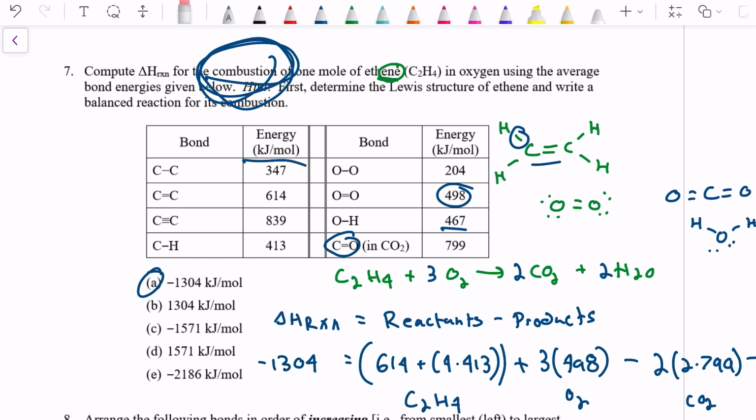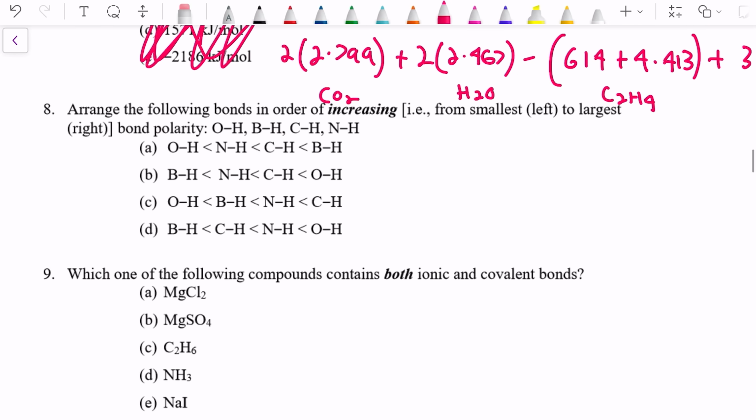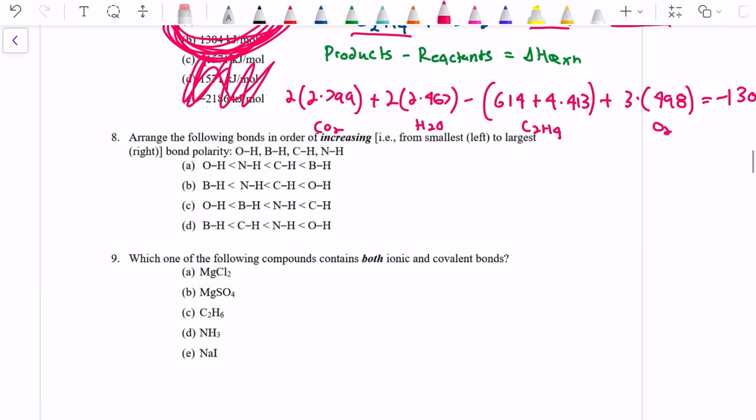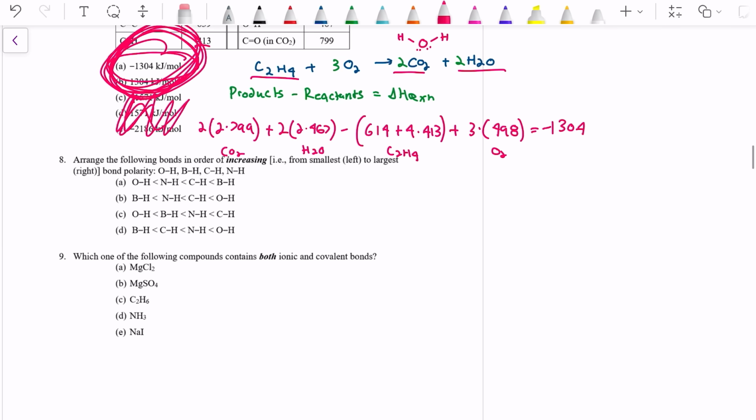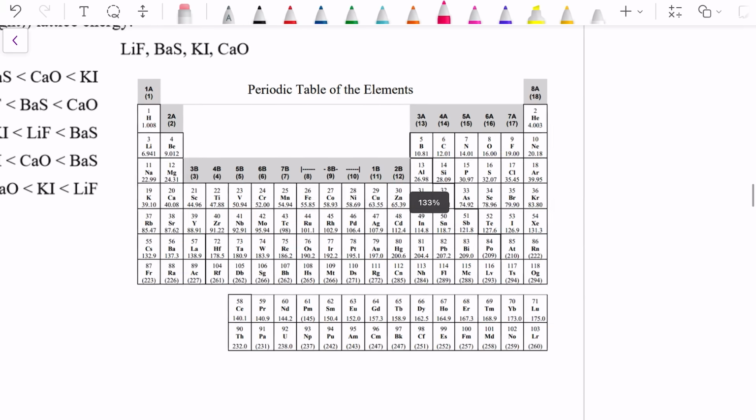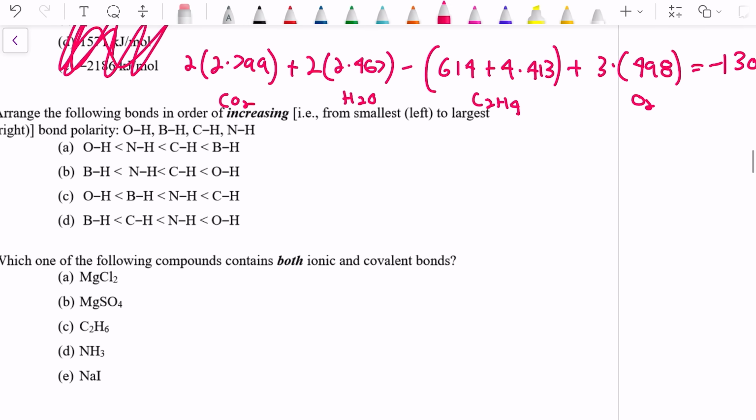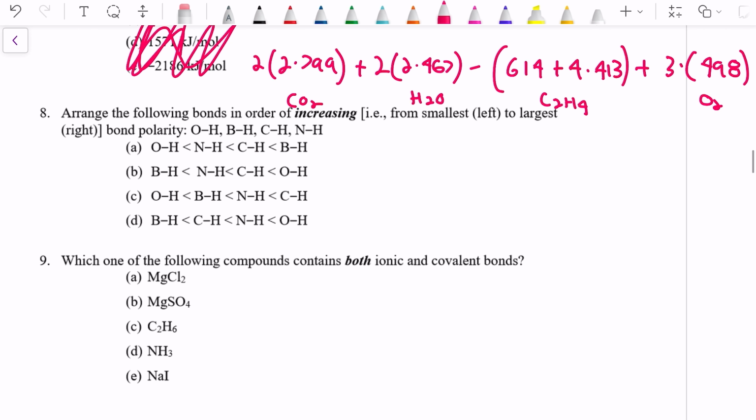All right, 7A. 8. Arrange the following bonds in order of increasing bond polarity. Okay, do we have a periodic table? Where is one? Okay, anyways, they're all bonded with hydrogen, and we have oxygen, boron, nitrogen, and carbon.